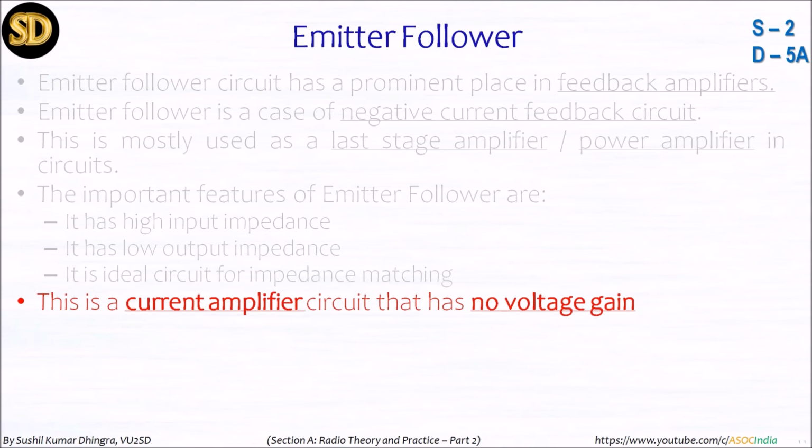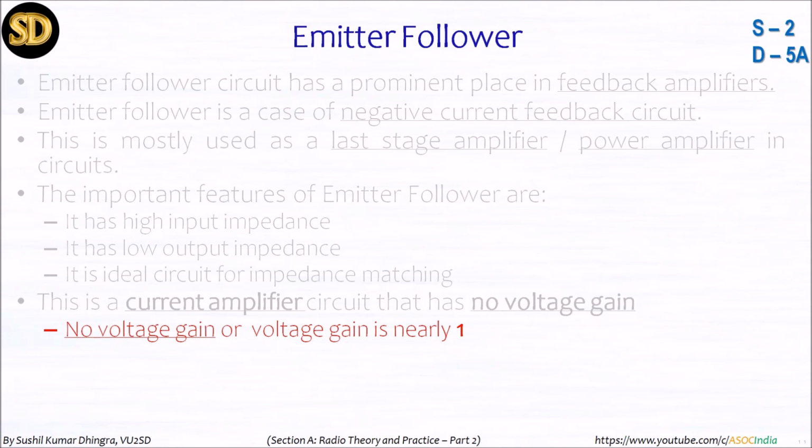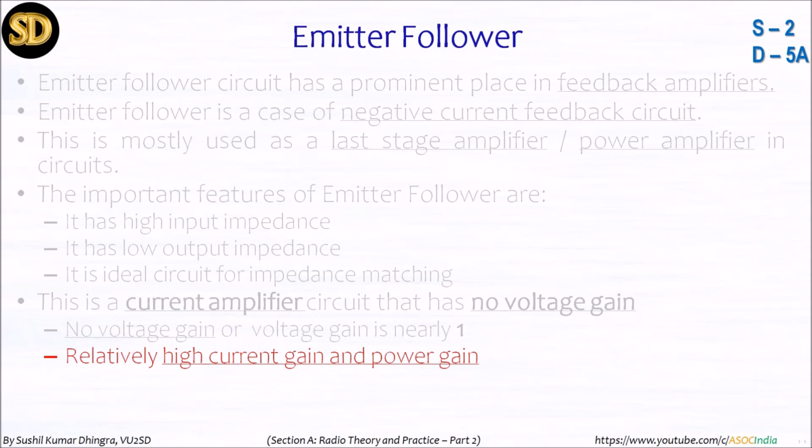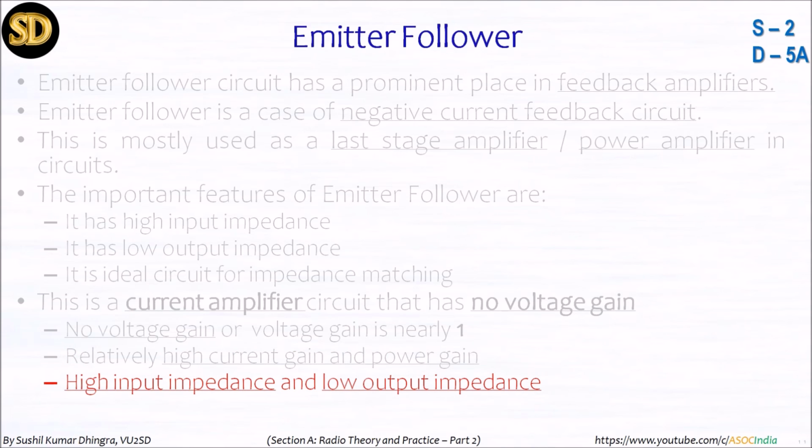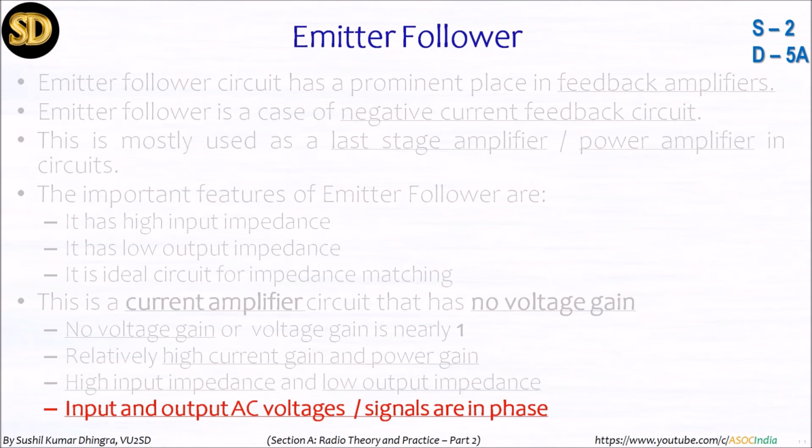There is no voltage gain, only current gain, because power is V into I and I is going high, so this also increases the power. So this is also used in power amplifier circuits. No voltage gain means almost nearly 1. Relatively high current gain and power gain are there. High input impedance and low output impedance make it unique in impedance matching. Input and output AC voltage signals are in phase, at 0 degrees. This is the advantage of the emitter follower, and this is the second name of the common collector circuit, so keep it in your mind.